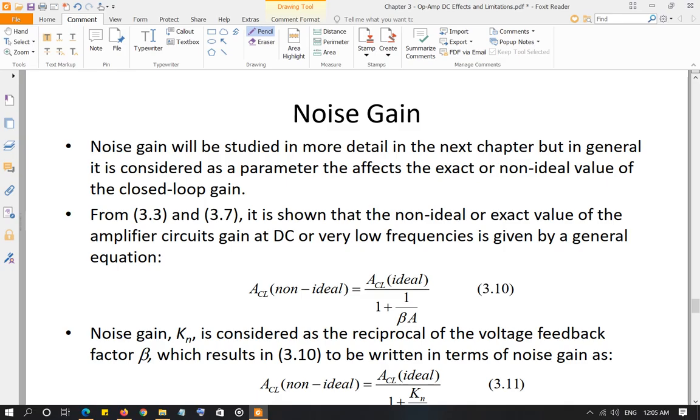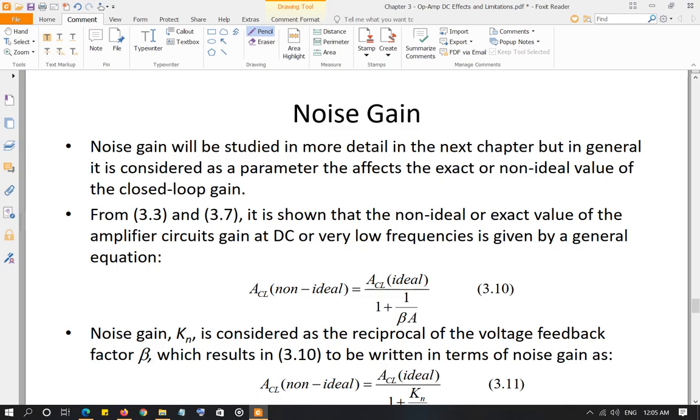Basically, noise gain tells you how the gain of the circuit is going to be affected if you have random noise at different frequencies in the circuit. So the higher your noise gain, the lower value of your closed loop gain is going to be for the specific circuit. As simple as that.